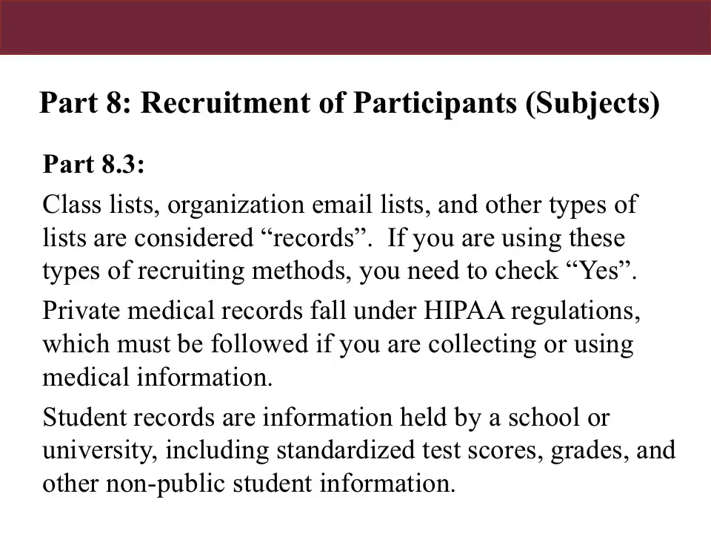Part 8.3. Class lists, organization email lists and other types of lists are considered records. If you are using these types of recruiting methods, you need to check yes. Private medical records fall under HIPAA regulations, which must be followed if you are collecting or using medical information. Student records are information held by a school or university, including standardized test scores, grades, and other non-public student information.